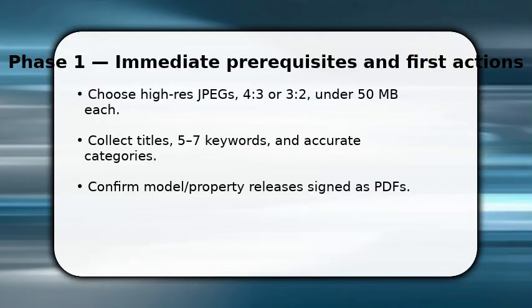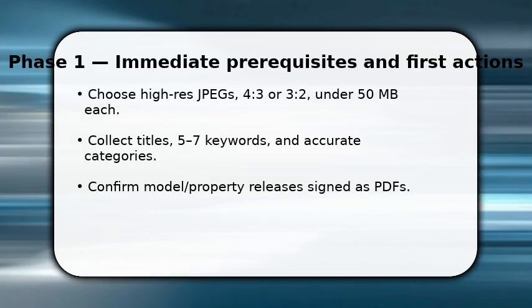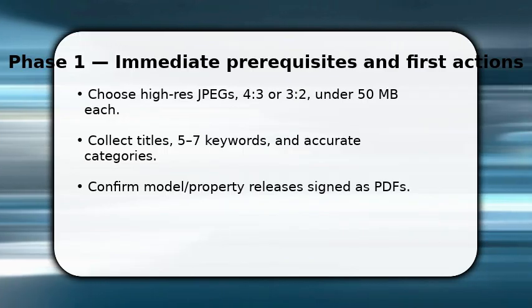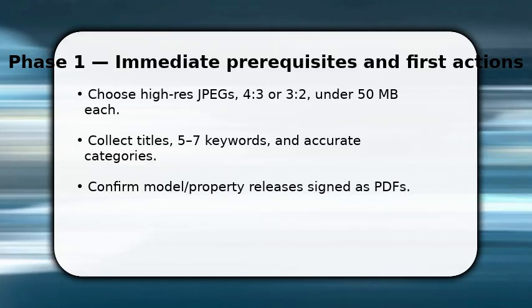You begin by organizing your files so the upload runs smoothly. Select high-resolution JPEG and make sure each image is correctly cropped and under Shutterstock size limits. Once done, prepare concise titles and 5 to 7 strong keywords. This improves discoverability. Also gather any model or property releases as PDFs. Shutterstock requires them for recognizable people or private locations.